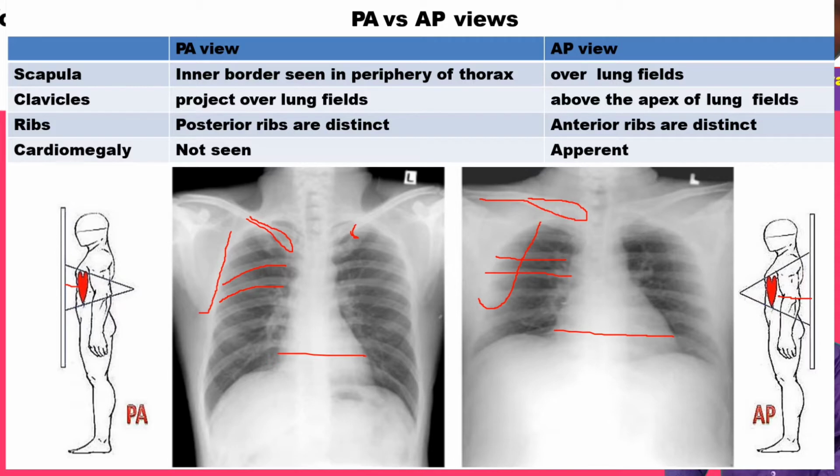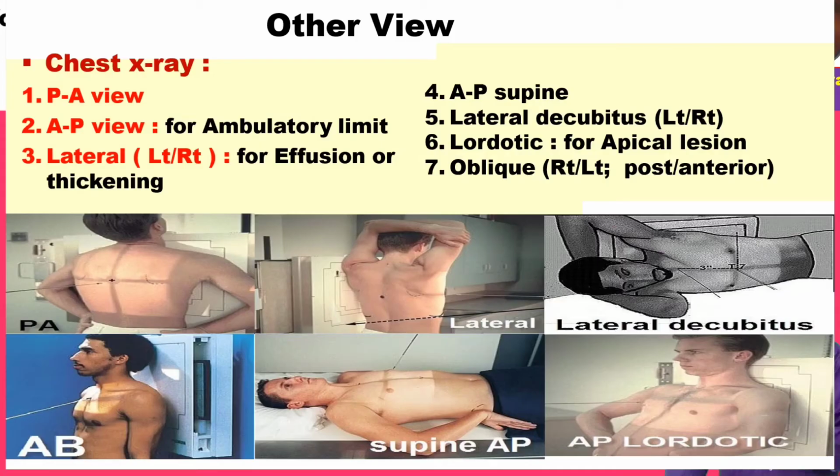So in the PA view, this is the normal size of the heart, while in the AP view, you can see some apparent cardiomegaly due to the distance of the X-ray plate from the heart. So guys, these are important views, and the PA view is very important and most commonly taken, but in some patients an AP view can be taken for the ambulatory patient, or in a supine patient a lateral view can be taken for the effusion patient, or where some pleural effusion or pleural thickening is there.